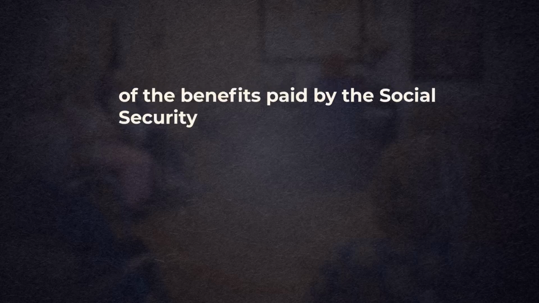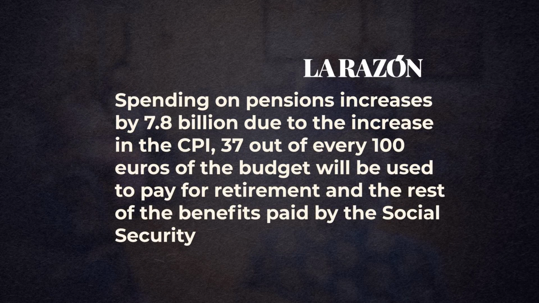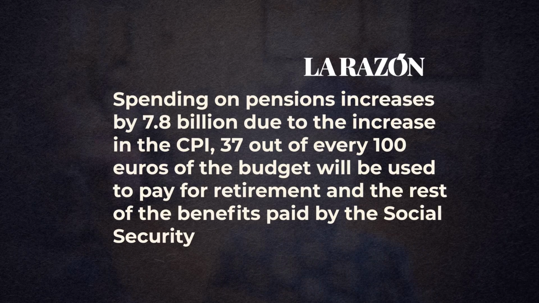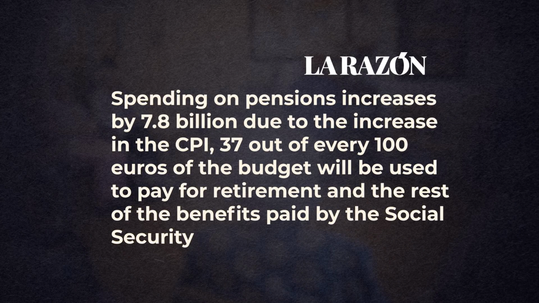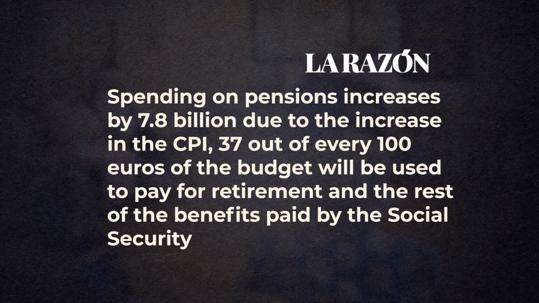Almost 3 decades have passed since the calculation was made, and if an error similar to the one calculated had been maintained, we could be talking about a public cost overrun of 4% of GDP. In other words, a cost overrun equivalent to all that the Spanish state spends on public education, which sooner or later may imply a tax increase. So don't be surprised when news stories like this one appear about Spain. Spending on pensions increases by 7.8 billion due to the increase in the CPI. 37 out of every 100 euros of the budget will be used to pay for retirement, and the rest of the benefits paid by the Social Security.